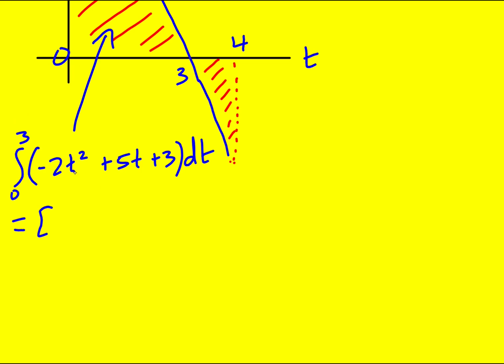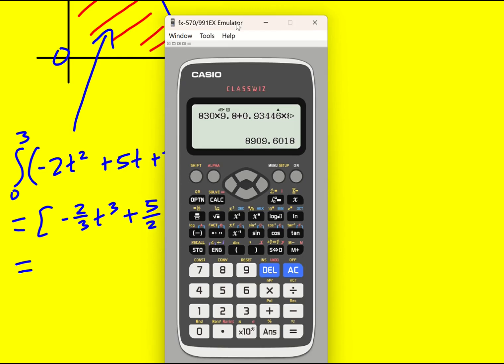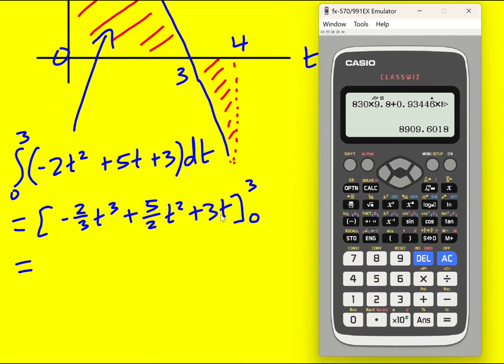So I'm going to integrate it. I'm going to raise the power by 1 and divide by the new power. So minus 2/3 t cubed plus 5 over 2t squared plus 3t evaluated between 3 and 0. When I put 0 in, I'm not going to get anything, so I don't really need to worry about that. So let's just focus on the other one.